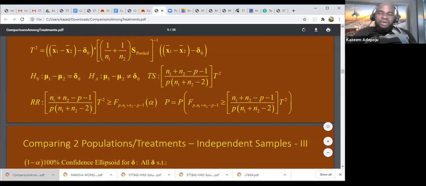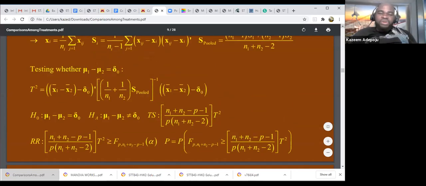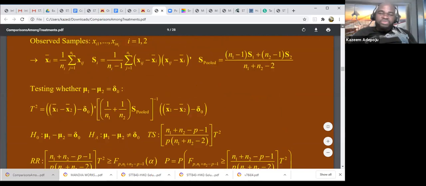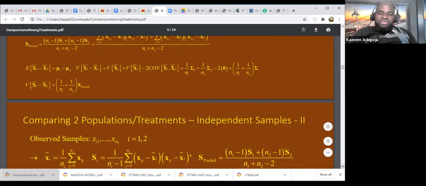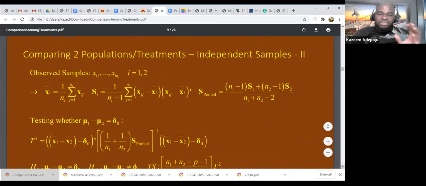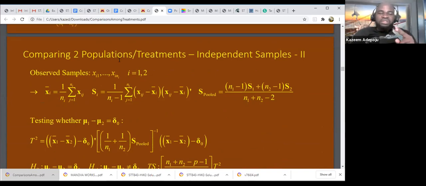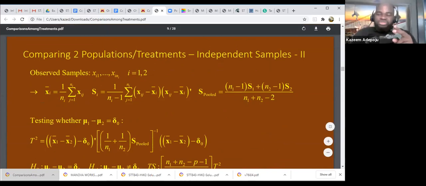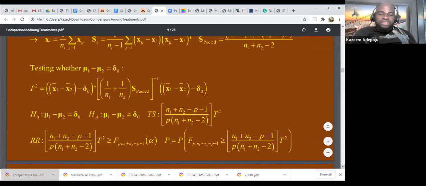So let me tell you something now. If you're doing a test of means in a multivariate setting, you are comparing two populations or treatments, and they are independent samples. So this is what you need to do if you want to test the hypothesis. What hypothesis are you testing right here? You are testing the equality of the vector means.